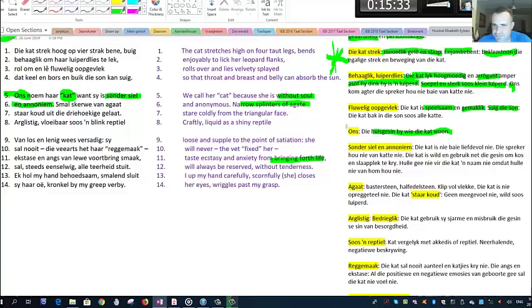Die kat is nie baie liefdevol nie. It's not very loving. That's what it means. Die spreker hou nie van katte nie. There it becomes clear. She doesn't like cats. Die kat is wild en gebruik net die gesin om kos en slaapplek te kry. This is the feeling we get, that the cat's quite wild. It comes from somewhere. And only uses the family to get food and a sleeping place. Hulle gee nie vir die kat 'n naam nie. They don't give the cat a name. Omdat hulle nie van hom hou nie. They don't really like this cat, or they don't really value it. You don't know what exactly the family circumstances are like there.